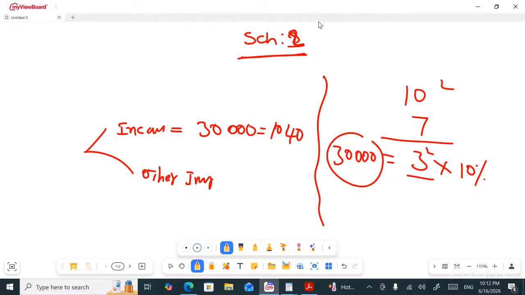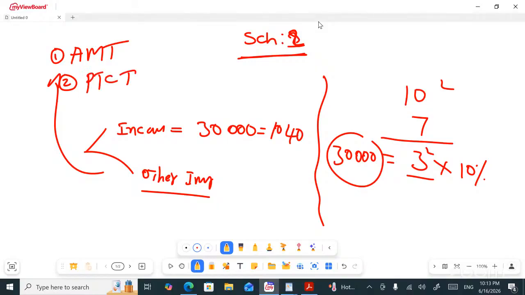Apart from that, some variety of taxes are there. This will be covered in a separate chapter. One is AMT, alternative minimum tax. That will be covered in a separate chapter. Second one, premium tax credit. So this is another type of tax.